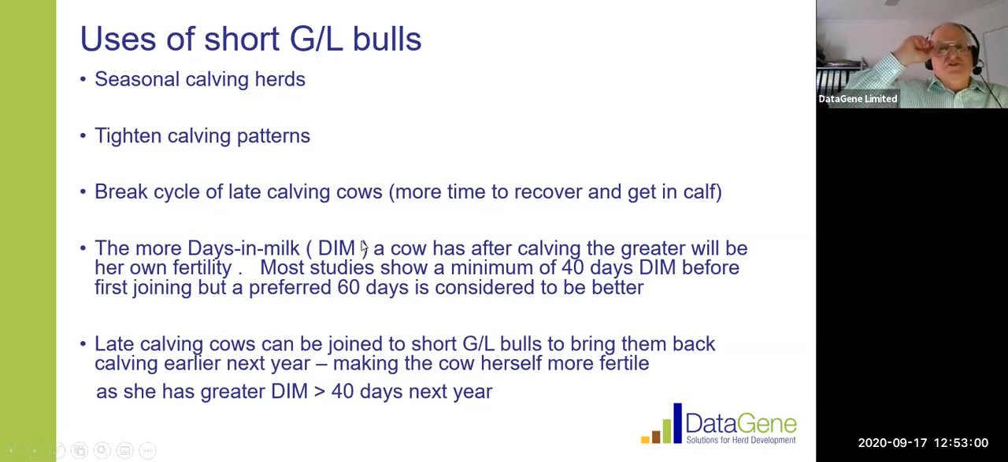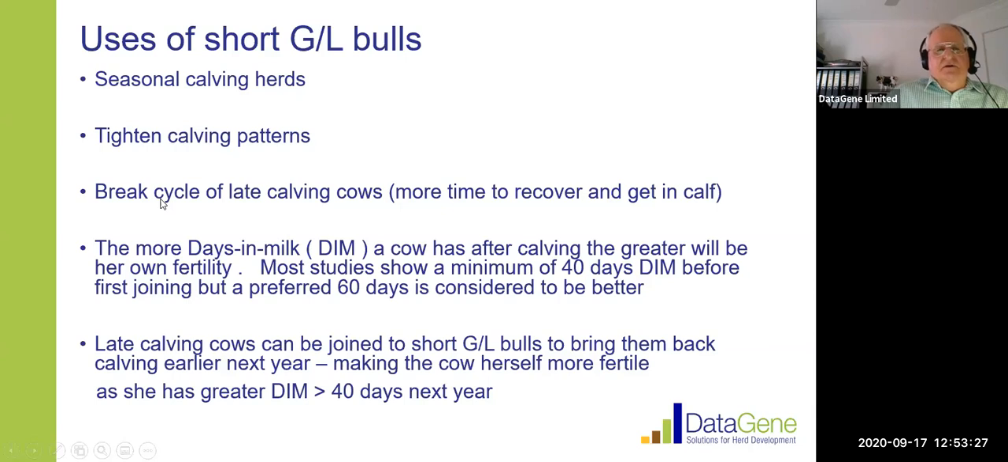So when we look at short gestation length bulls, it's particularly important now in seasonal calving herds. It is a way that they can manage, particularly those late calving cows. It can be used to tighten calving patterns. So for people that want to keep a nice, close, tight calving pattern, those late cows can be joined to short gestation bulls.